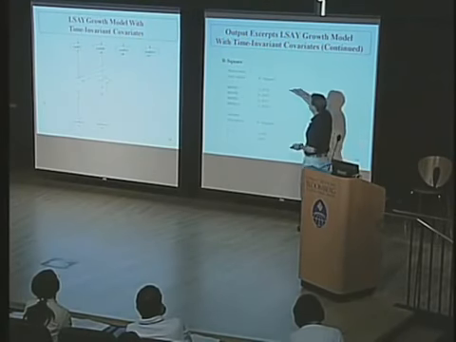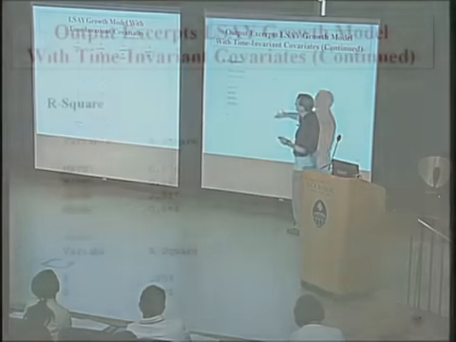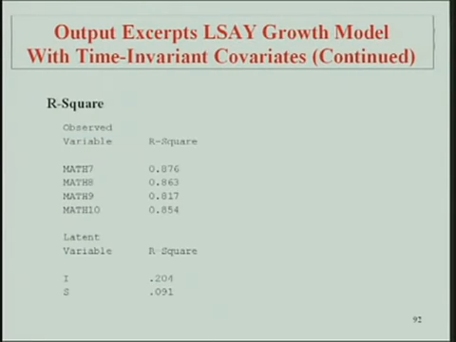Now we have the R square for the outcomes, but now we have not only the math scores as dependent variables, but the I and S as dependent variables. And the R square is far lower for those. 20% of the variance in I is explained, but only 9% of S. It's considerably harder to find good predictors of the growth rate than the starting point.